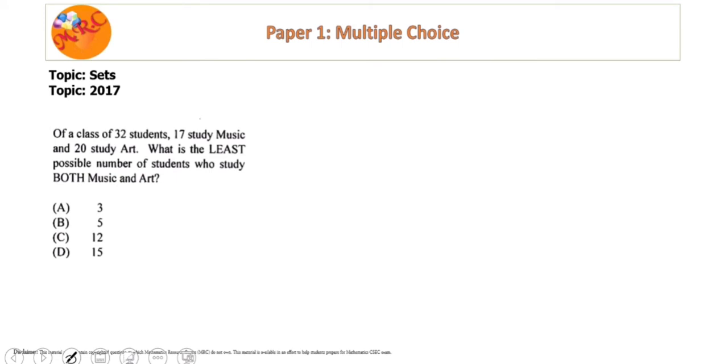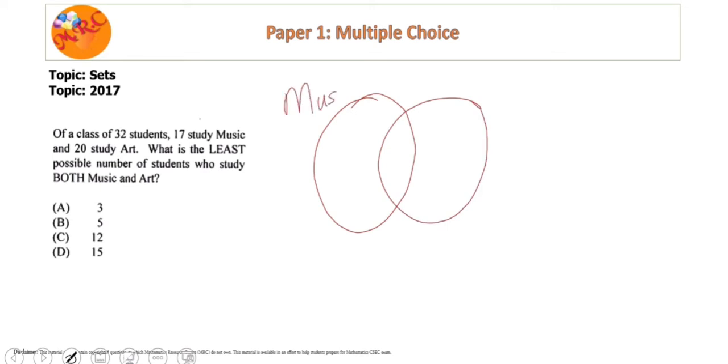Of a class of 32 students, 17 study music and 20 study art. What is the least possible number of students who study both music and art? Let's draw a Venn diagram again. We have some students that study music, and we have some that study art. Good?